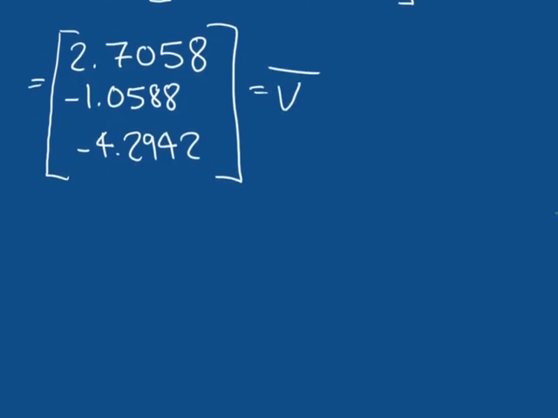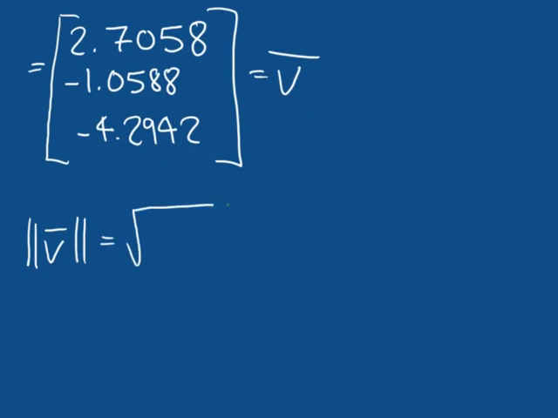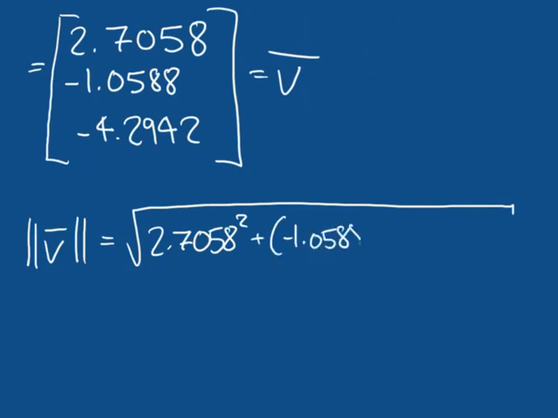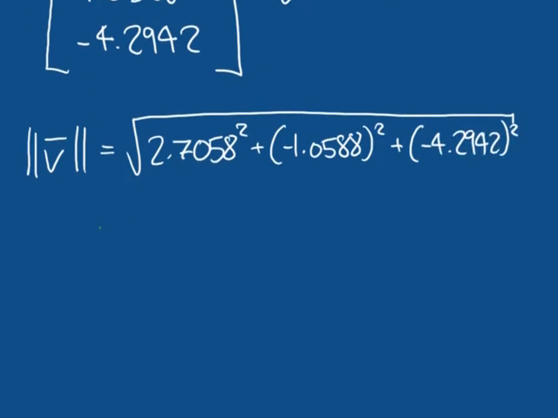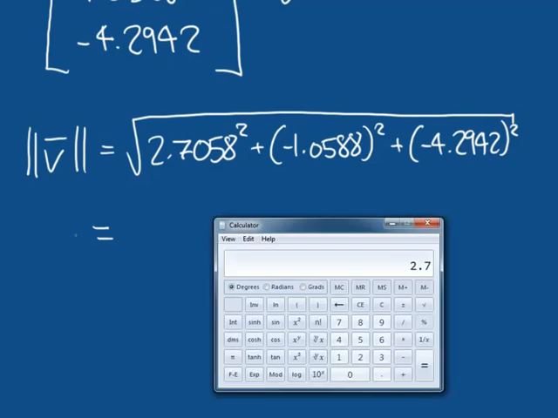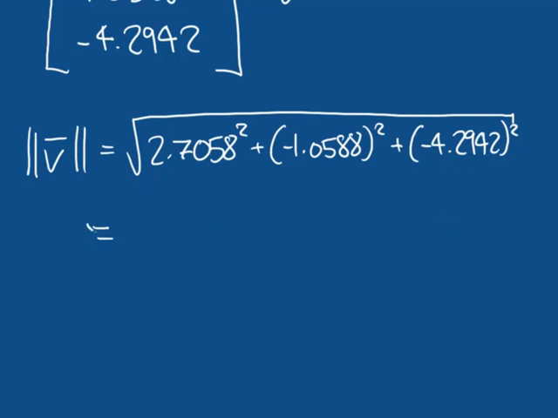So we're almost there. To find that perpendicular distance, we need the length of v, which we know is equal to the square root of x squared plus y squared plus z squared, which is equal to, I'm going to use a calculator for this, 2.7058 squared plus 1.0588 squared plus 4.2942 squared, which is equal to the square root of 26.8825. We take the square root of that, it's going to give us 5.18 units approximately. So the length of v is approximately 5.18 units.